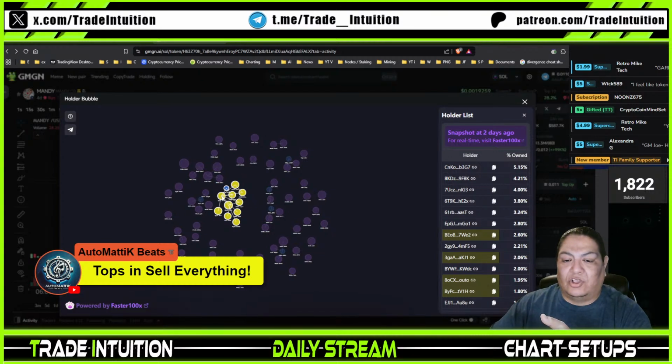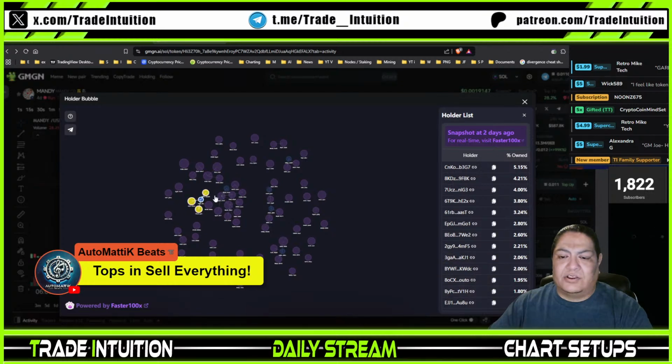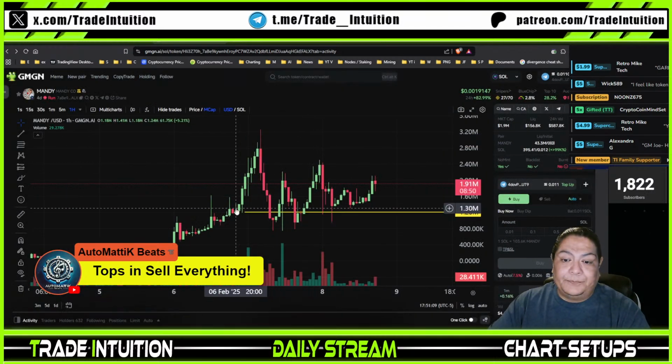This one holder holds like 11+%. This one holder holds like 6% or something like that. And there's another holder here, and they could all be in cahoots with each other, or they may all be the same person. So for that reason, it's like, man, I don't know. I don't like it. Could it make you money? Sure, of course. And it did.